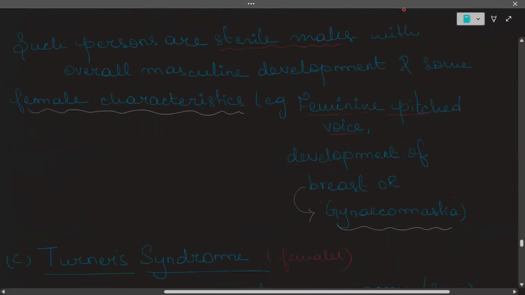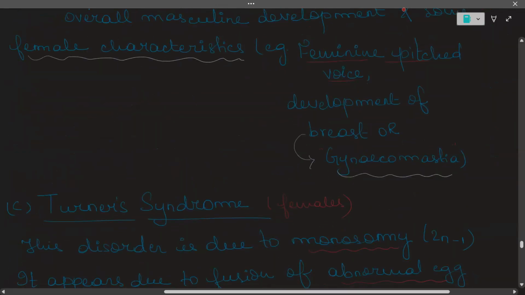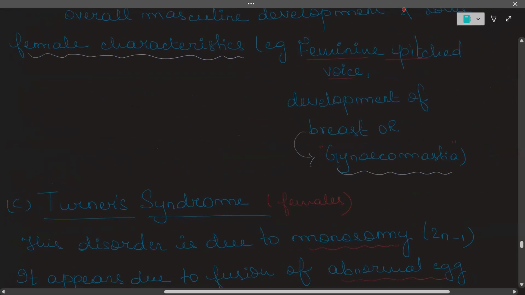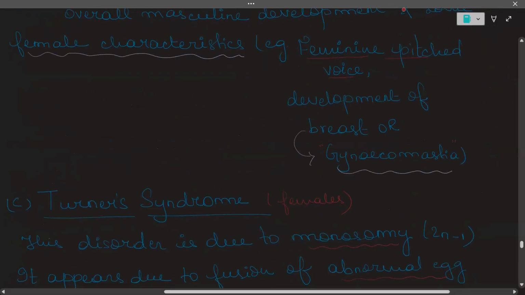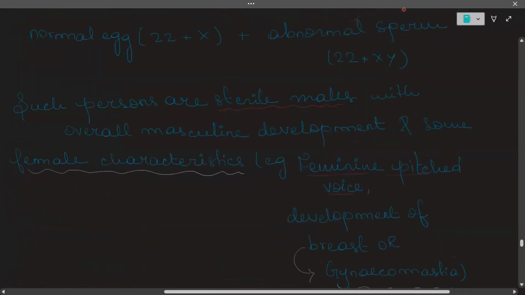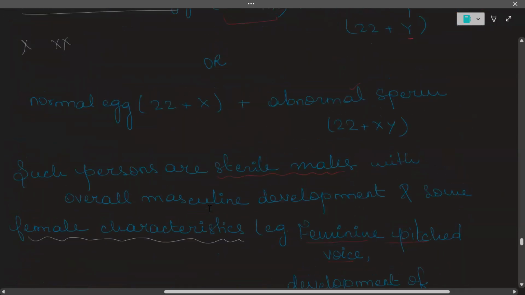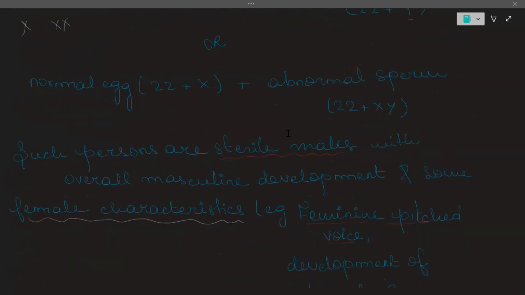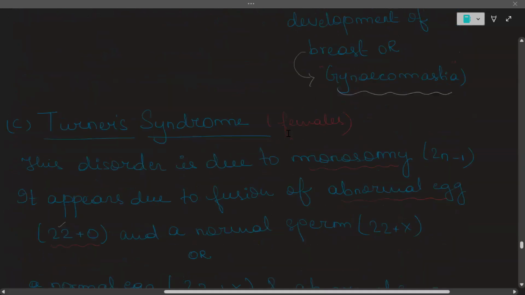Some of the female characteristics are a voice like a female, and also the development of breast in males. It won't be a functioning breast, but it will be the development of breast in the case of males. That is known as gynecomastia. Any doubts in Klinefelter syndrome? No, ma'am. All right.